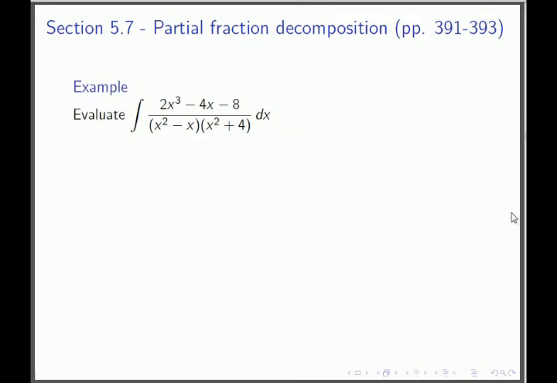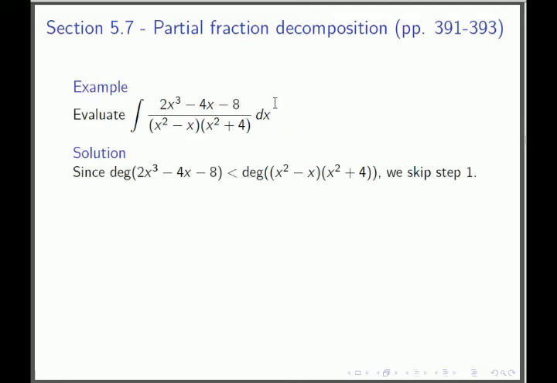Okay, let's see it again. This time, we have the degree of the top is 3, and the degree of the bottom is, well, this is 2 degree 2 polynomials multiplied together, so that degree is 4. So the degree of the top is 3, the degree of the bottom is 4, which means I don't need to do polynomial long division.